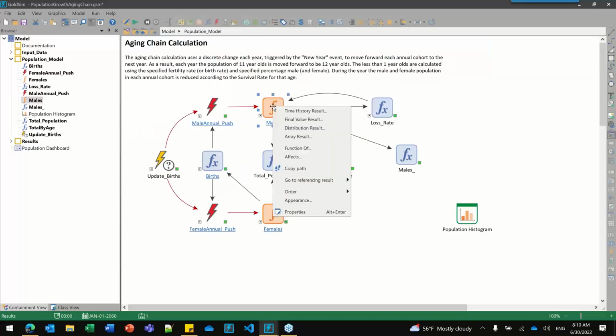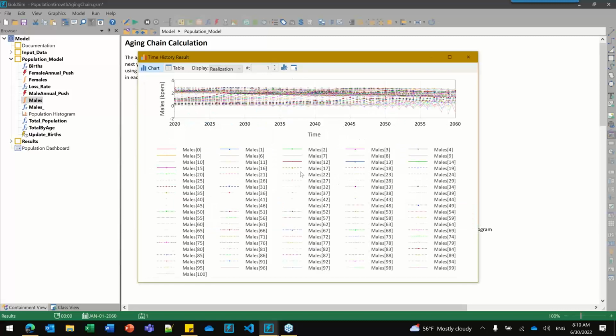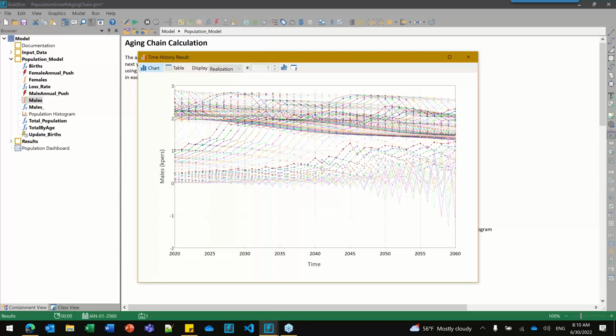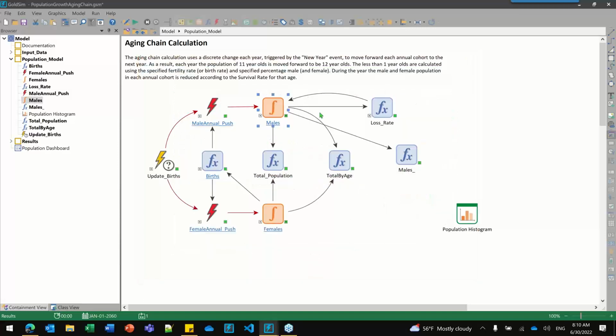If I were to just plot the time history of all of the cohorts, what you'll see here is a huge legend, because we're looking at all of the age groups. If I just hide this legend, you can see there's a lot of information going on, and so that's a little bit harder to visualize. But that's why we've added them into 10-year groups.